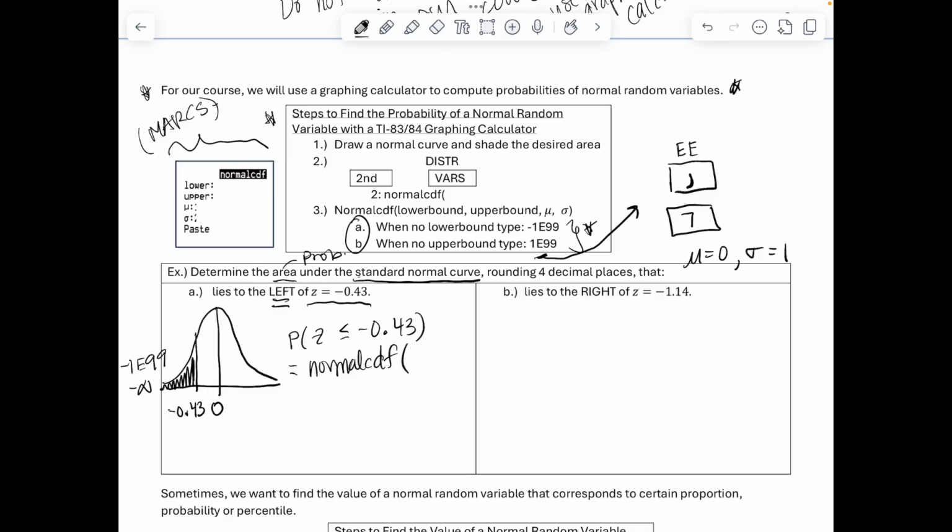It goes lower bound, upper bound, mean, and standard deviation. So our lower bound is that negative infinity, but again, we type it in as negative 1 E99, comma, where does the shading stop? And the shading stops at negative 0.43, comma, the mean, which we know is 0, and the standard deviation is 1.